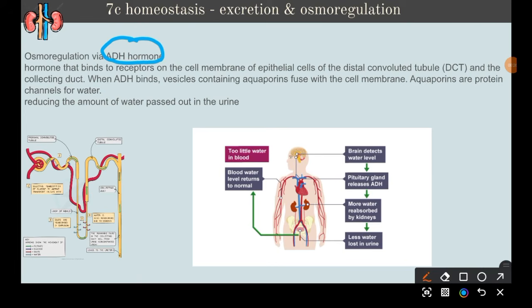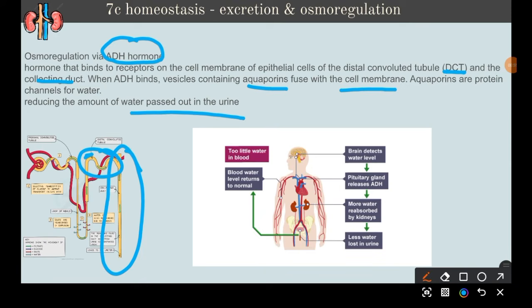It's a hormone that binds to receptors on the cell membrane of the epithelial cells of the DCT and the collecting duct. So here, the same diagram again, the collecting duct and the DCT, distal convoluted tubule. When the ADH binds to the receptors, the vesicles containing aquaporins fuse with the cell membrane. Aquaporins are protein channels for water, so this reduces the amount of water passed out in the urine. Basically, it makes the collecting duct more permeable to water.